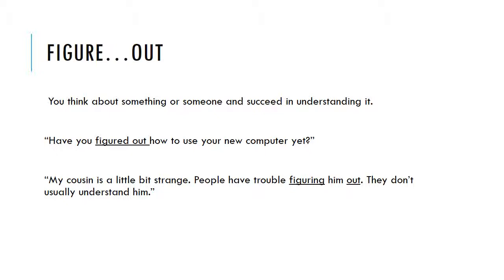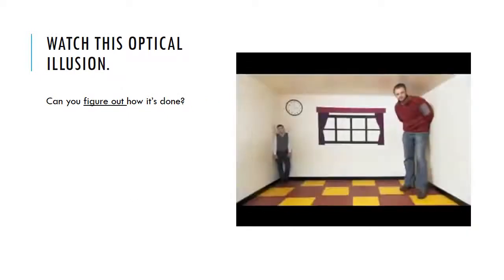Also, we sometimes use figure out for people. If somebody is difficult to understand, you can say that you can't figure them out. So for example, my cousin is a little bit strange. People have trouble figuring him out. They don't usually understand him. So you can figure out information, or figure out the answer to a problem in your homework, or figure out people.